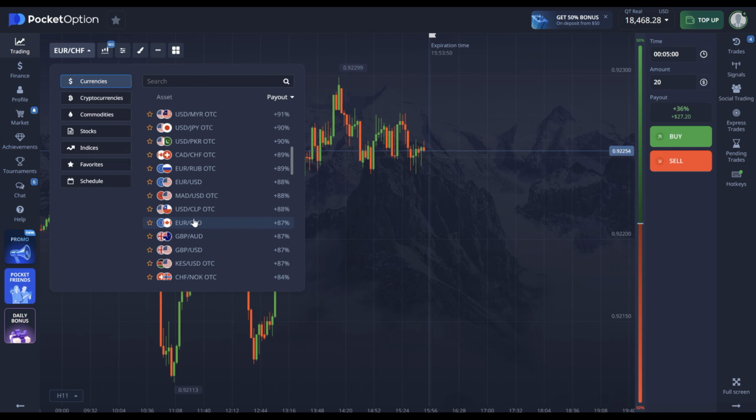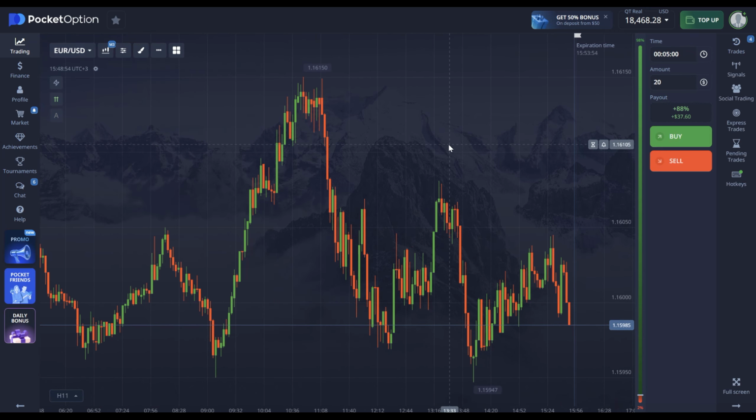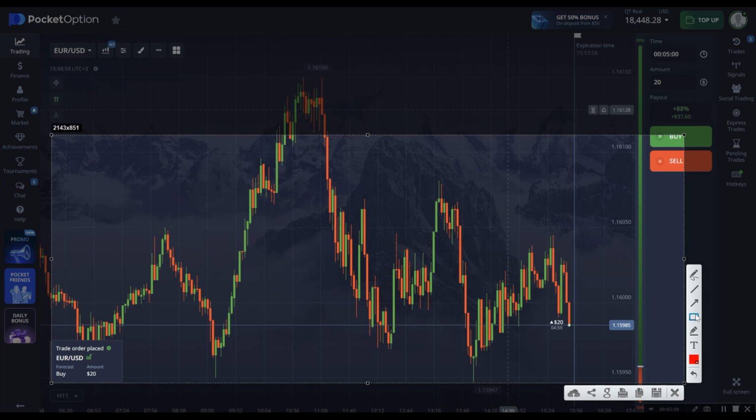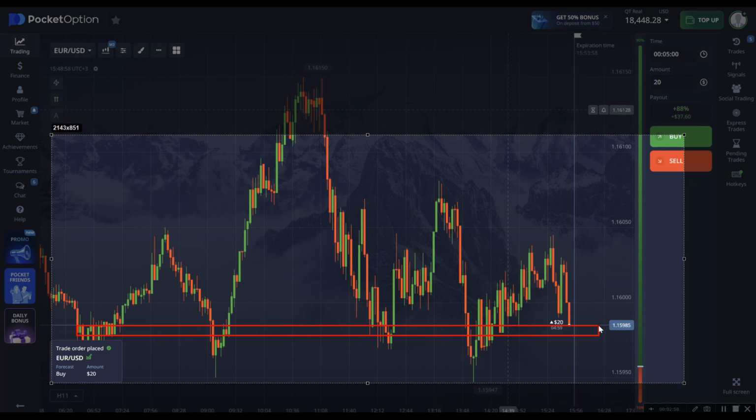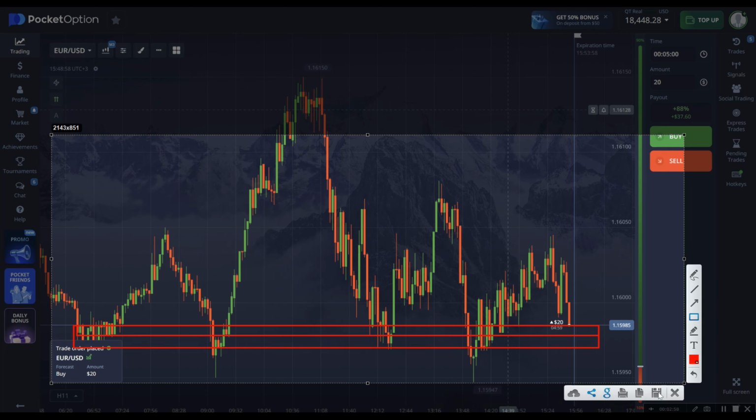Alright, we won't go any lower. The payout percentages down there are just scary. Euro, dollar, we can try to open a trade there. There's a support zone, but it's the only one and it's quite wide. The wider the zone, the harder it gets, of course. It's hard to guess exactly where the price will reverse.